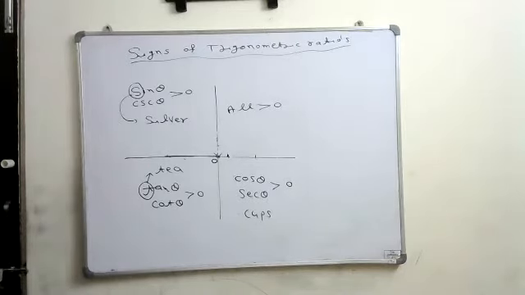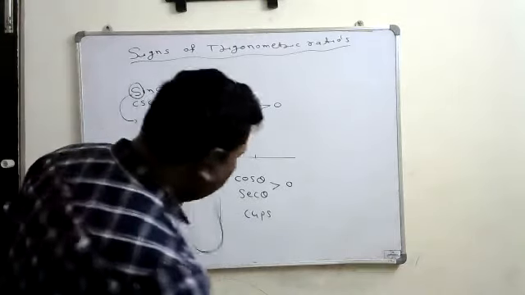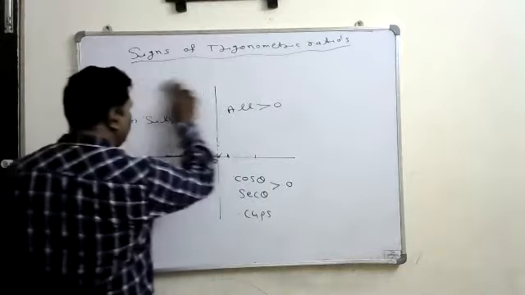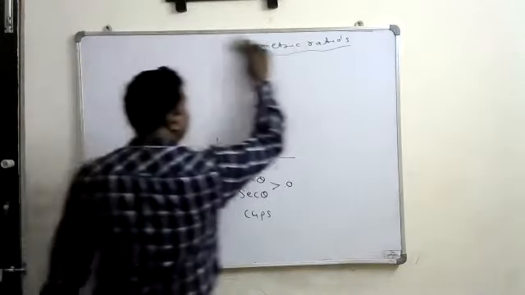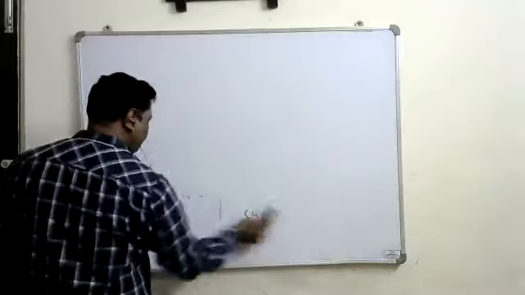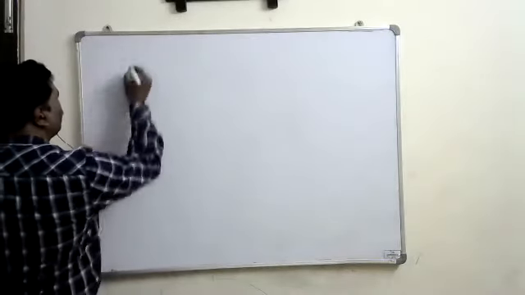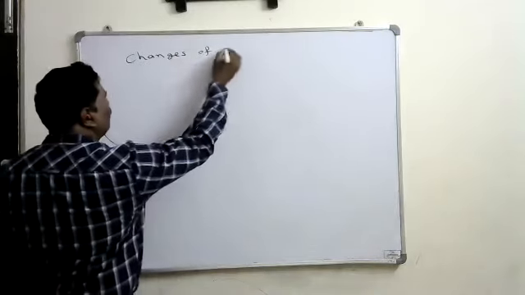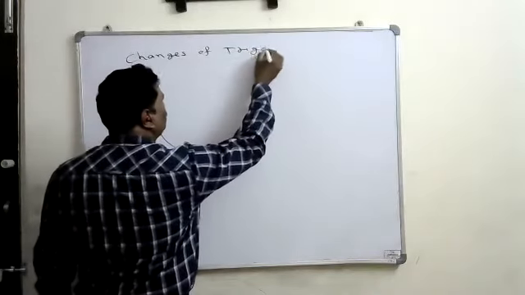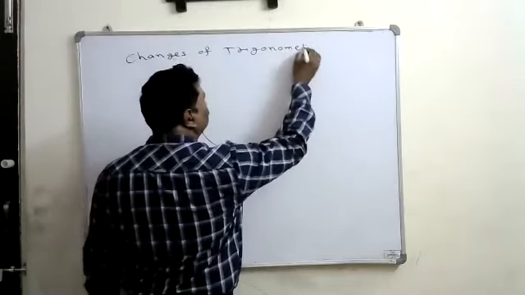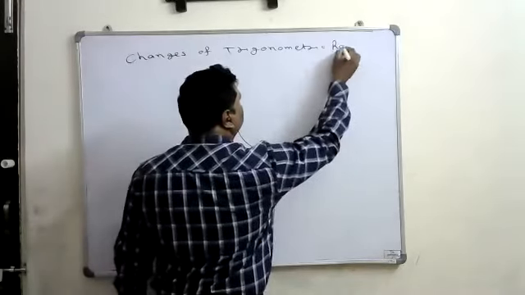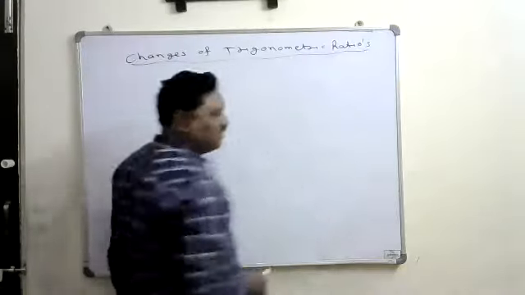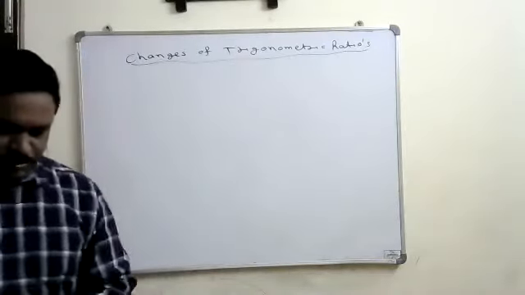Okay. So these are the signs and the angles in the different quadrant. Carefully we have to remember. Now we go for one more concept. Changes of trigonometric ratios.